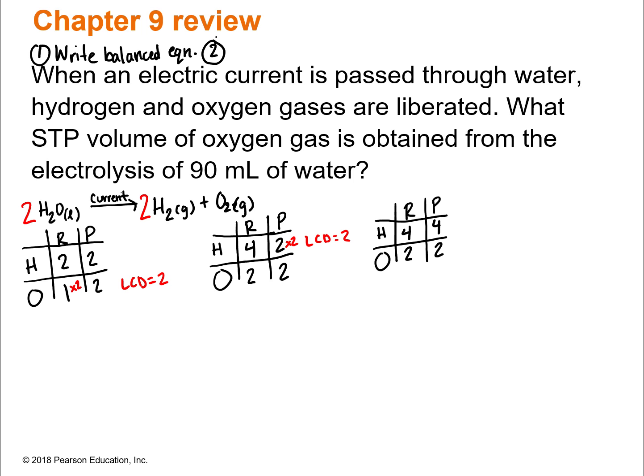Step 2 is recognizing that 90 milliliters of water is the same as saying 90 grams, and here's why. The density of water is 1 gram per milliliter. So if you have 1 milliliter of water, it weighs 1 gram. If you have 90 milliliters of water, it weighs 90 grams.